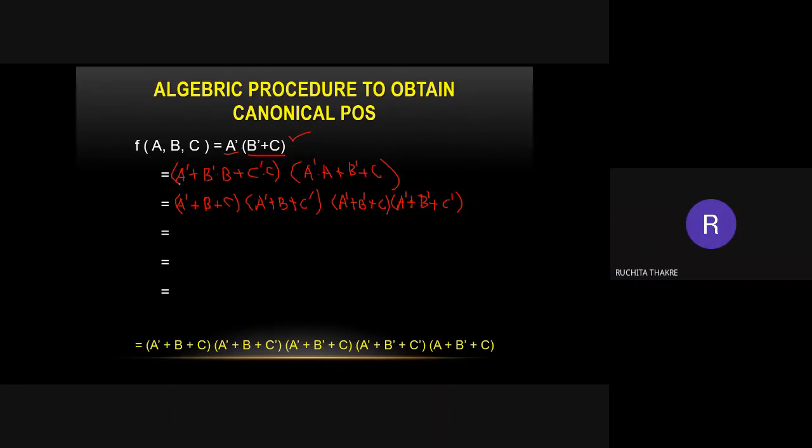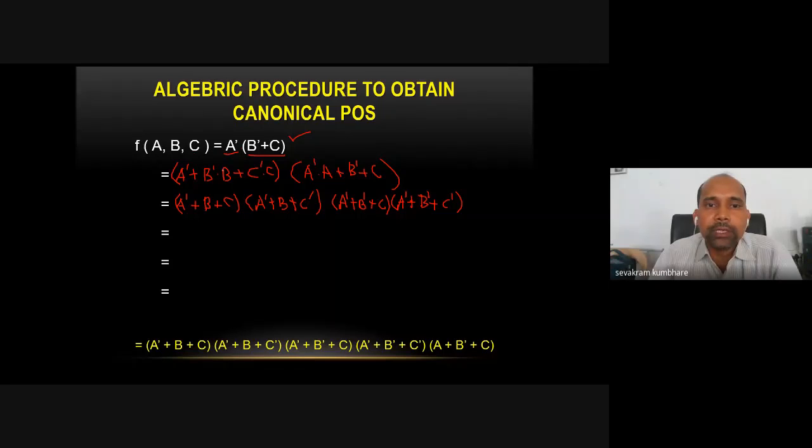Sir, can you repeat again this term? Okay, what we have done now: A bar plus B plus C, this is one combination. Second combination is A bar B plus C bar. Third combination is A bar B bar C. And fourth combination is A bar B bar C bar. Like these 4 combinations I have. Got it? Now similarly I can split this also.